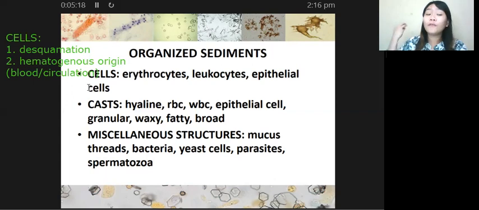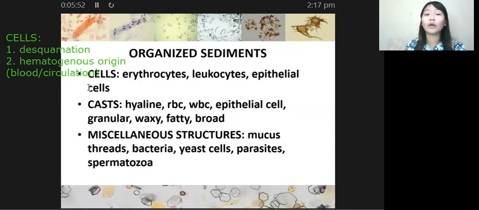So of course, since your blood vessels are injured, the blood cells that are present in the circulation will now go to your urine or to your filtrates. Thus they are demonstrable in your urine sample. So those are the two reasons why cells may be present or may be observable in your urine sample. So again, ano yung mga cells na yan? We have RBCs, WBCs, and your epithelial cells.